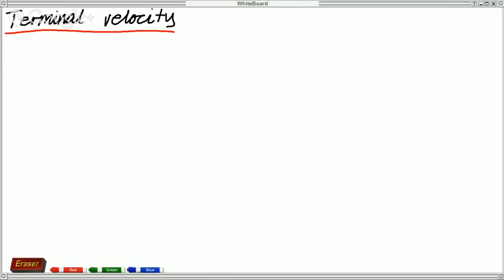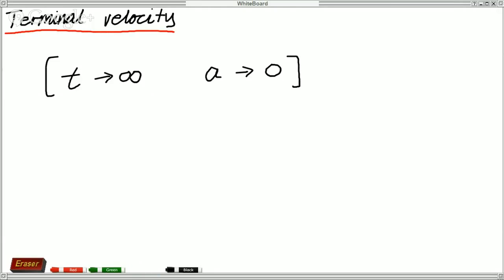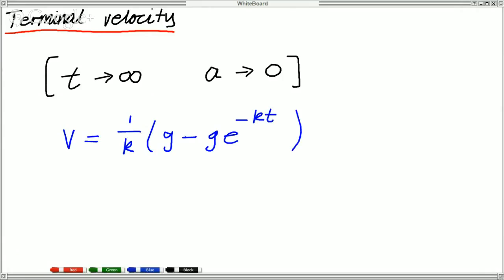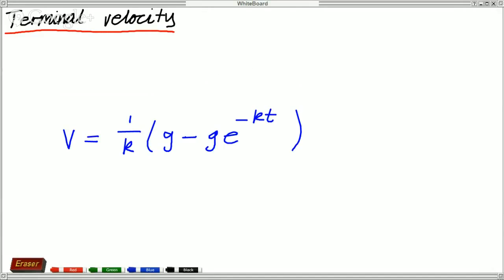So algebraically, this is represented as the velocity as time approaches infinity, time gets very large, or as acceleration approaches zero. This is how we represent terminal velocity. So in the previous lesson, we did a resisted motion question, and we got a relationship v = (1/k)(g - g e^(-kt)). And this was an expression for the velocity of an object that's dropped. So any arbitrary object that's dropped, this is the relationship between the velocity and time.